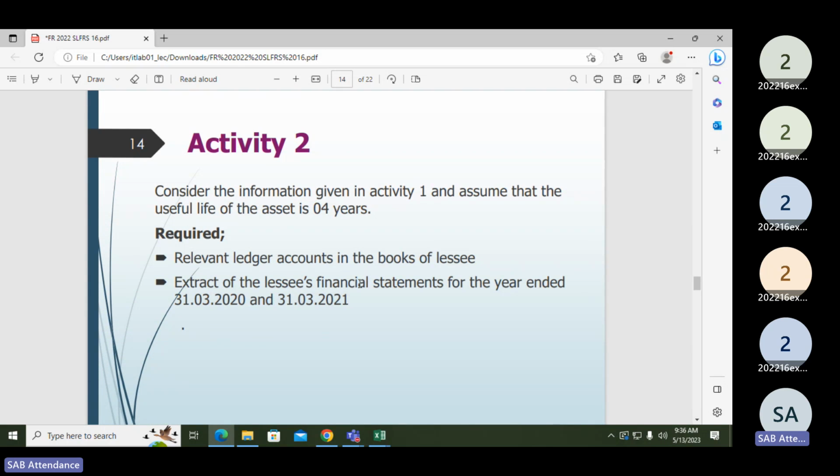We can work it out using this activity. Consider the information given in activity 1. Assume that the useful life of the asset is 4 years, lease term also 4 years, useful life also 4 years, then no issue, you can depreciate over 4 years. Prepare the relevant ledger accounts.